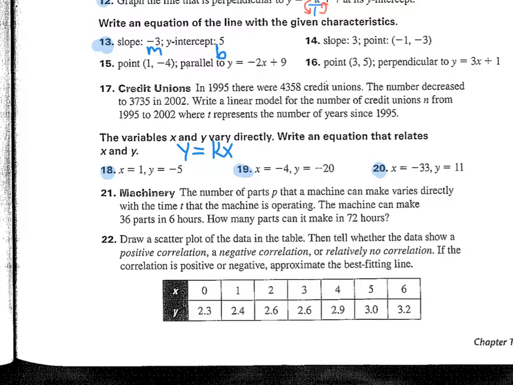Then once you do, rewrite it and say, let's say you got 7 for k. So then if 7 is k, you just rewrite y equals 7x. That's all you're doing for these three right here. Okay?